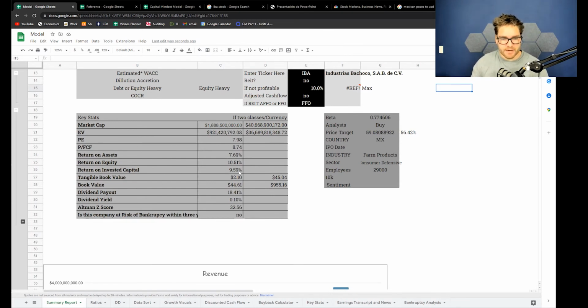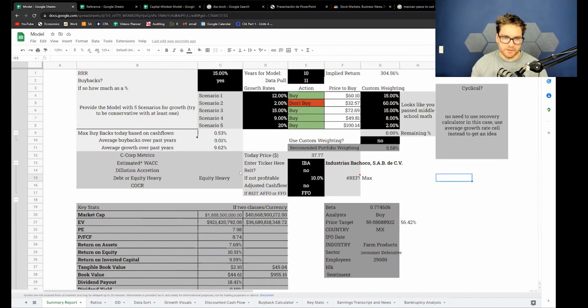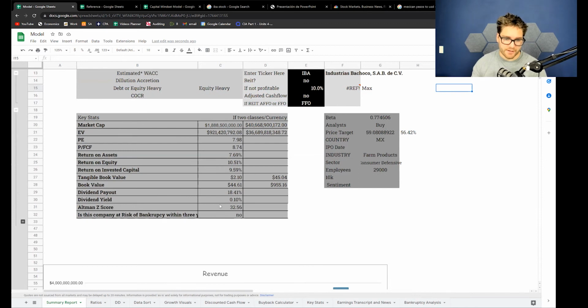All right. So return on invested capital is 9.59. So it's below market average. So I would actually like to see higher returns of capital in the form of dividends or buybacks. We do see they have a dividend. It's a very low payout ratio, a very well capitalized company, not going bankrupt anytime soon.